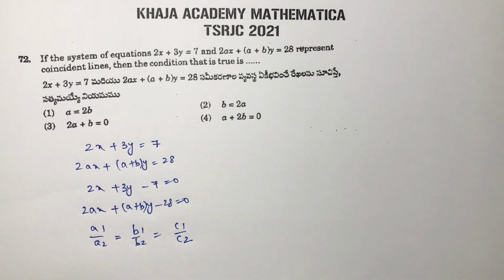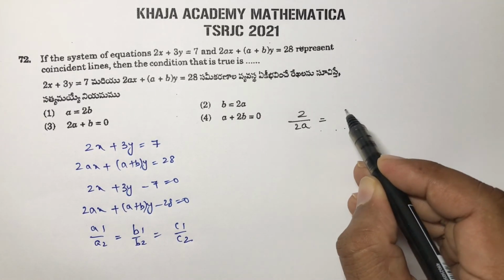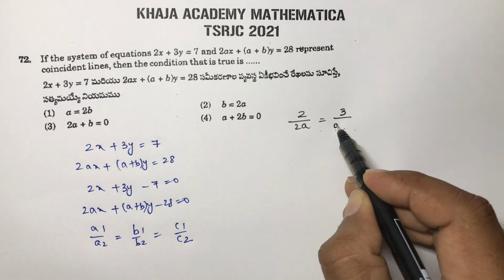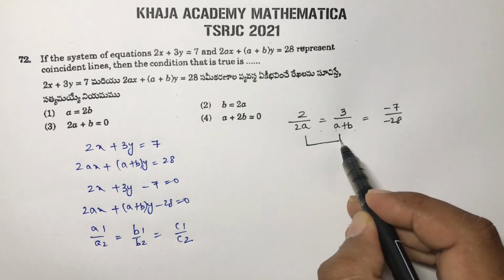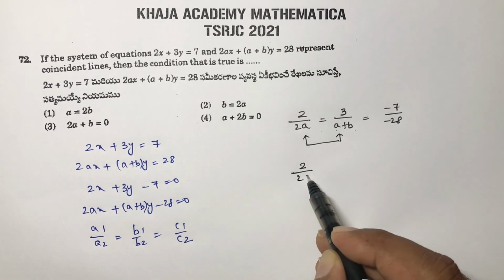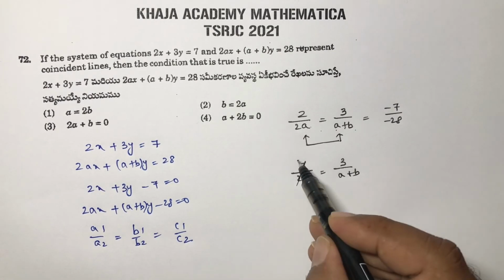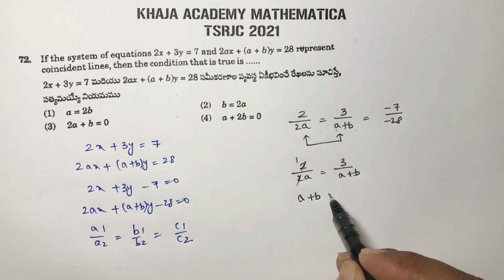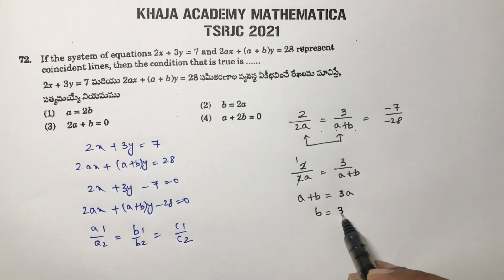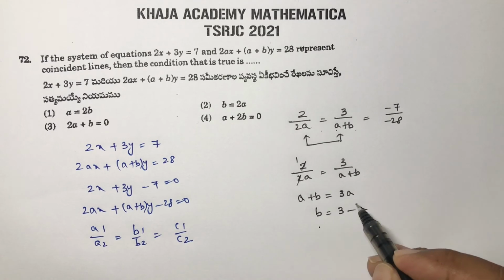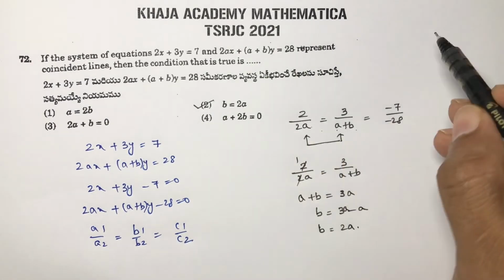Now if I substitute the values here, a1 by a2 is 2 by 2a equals 3 by (a plus b) equals minus 7 by minus 28. Try to equate first these two. 2 by 2a equals 3 by (a plus b). 2 and 2 cancel, so 1 is left. Cross multiply: a plus b equals 3a. So b equals 3a minus a. So b equals 2a. So the correct option is 2.